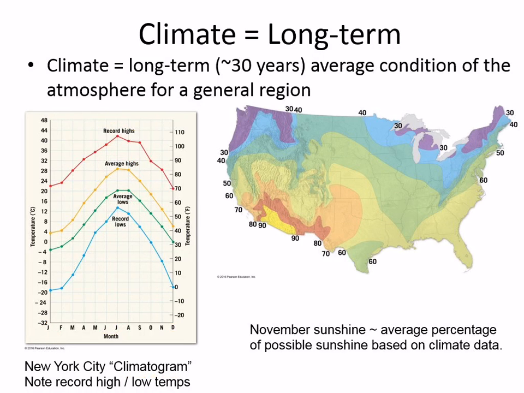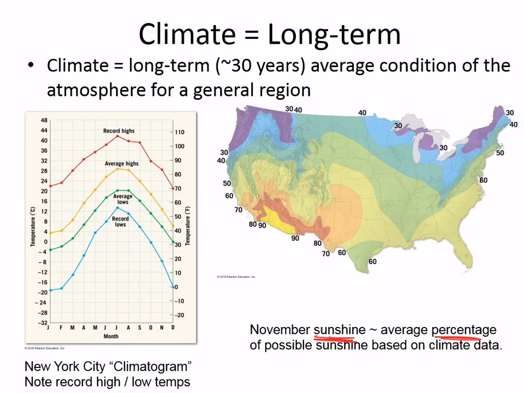Right. So that's a climatogram. This other one also deals with climate. And do you buy this? Basically, it's not temperature, but sunshine. Each one of those numbers is the percent of possible sunshine.